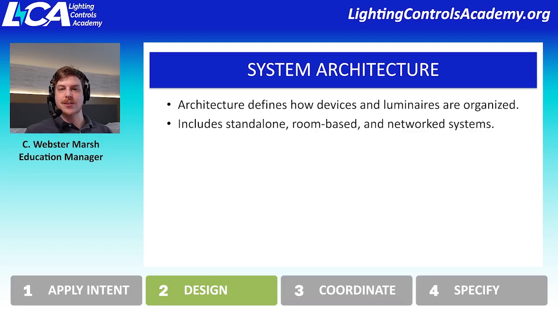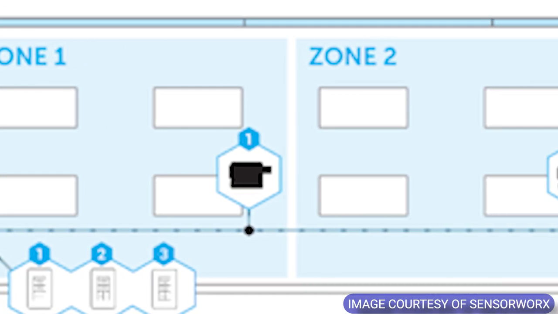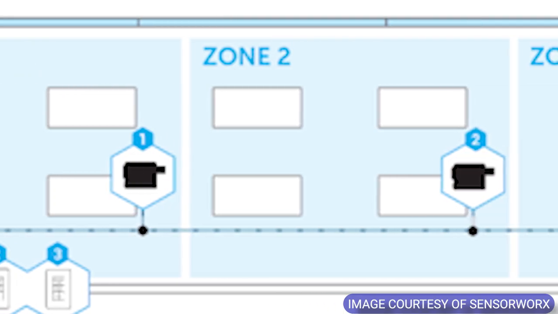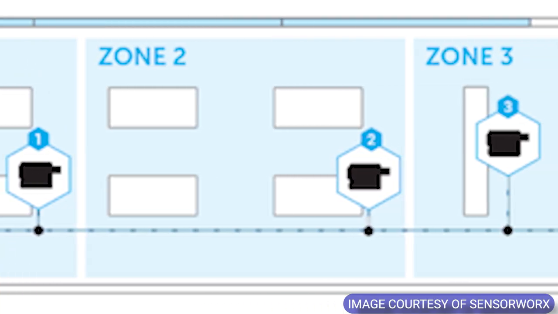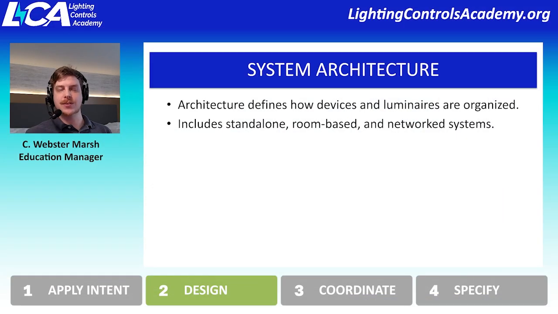So that's standalone. Room-based means that you're now controlling multiple zones within a room, but not communicating out from that room to anything else. Everything's contained within that room, and so you might have a sensor communicating to a controller, communicating to a keypad, or vice versa, and as a result, that whole room is just programmed together and going to operate together. Whereas networked is really when we get into the more advanced capabilities for a building-wide control system.